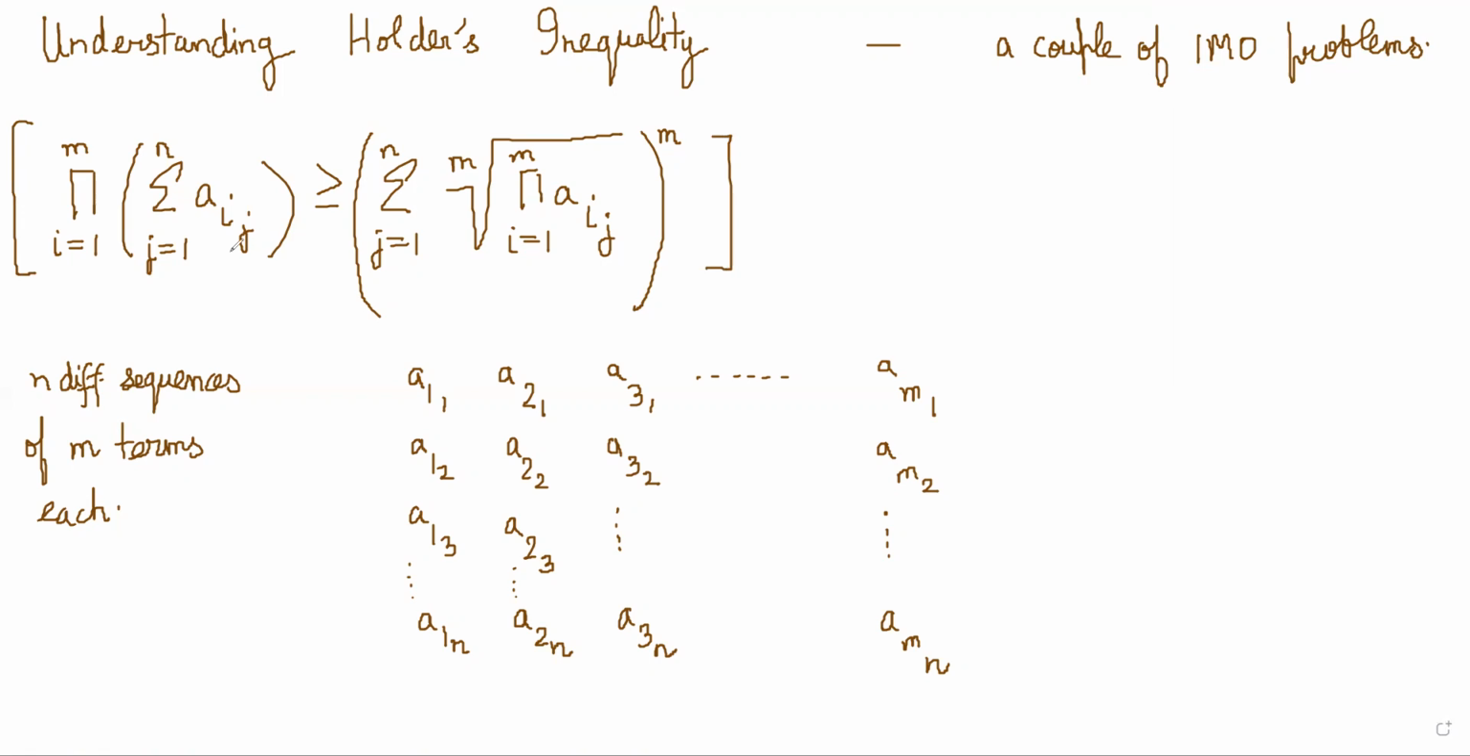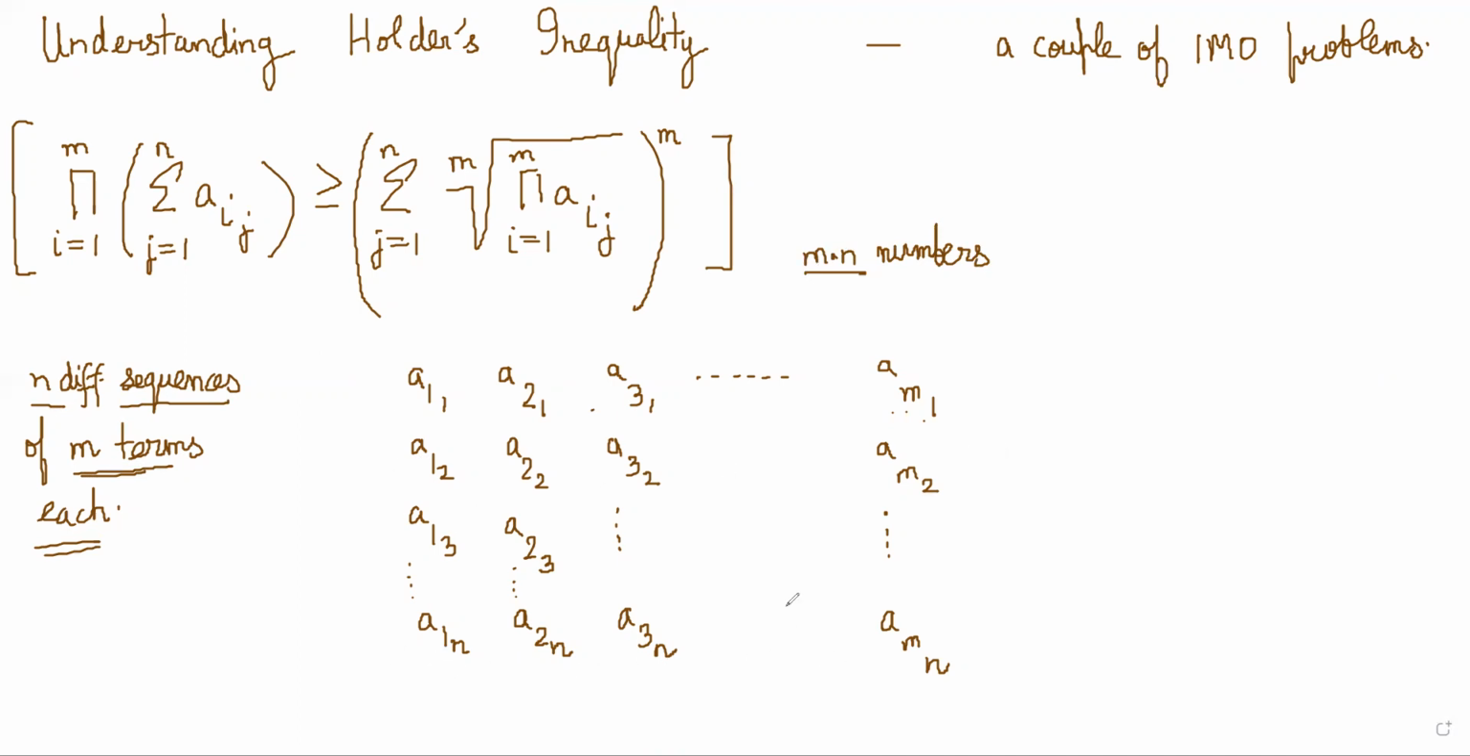It is quite easy to understand if you write it down as a sequence of mn numbers. So first of all, Holder's inequality is valid for positive real numbers. Let's write down a sequence of mn numbers. Here we have n different sequences, each having m terms, right? So A11, A21, A31 till Am1. There are two subscripts because there are a total of mn numbers here, m into n. So this is the first sequence. It has m terms. This is the second sequence with m terms, and this is the nth sequence with m terms.